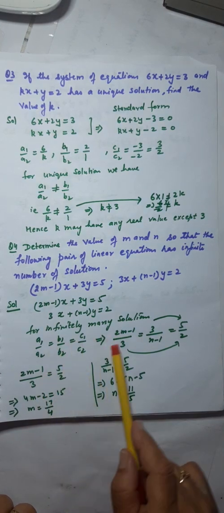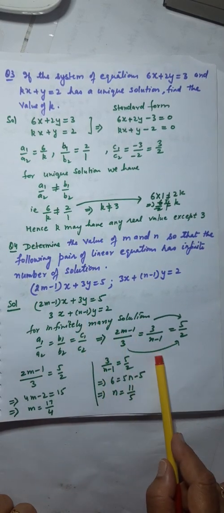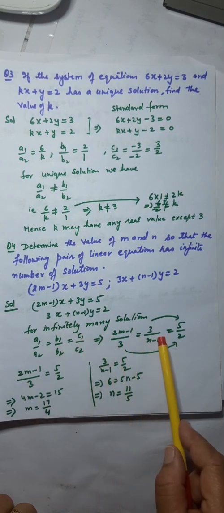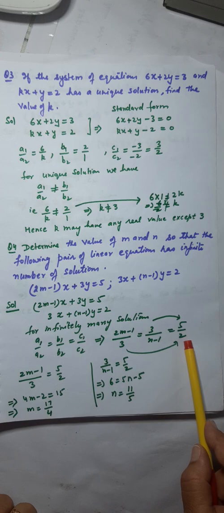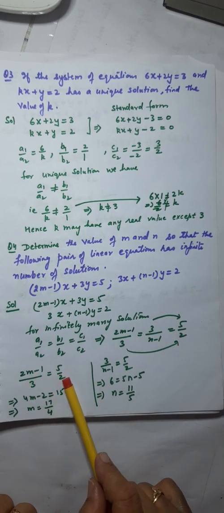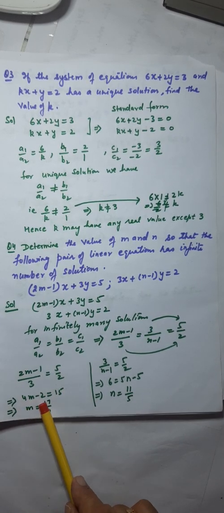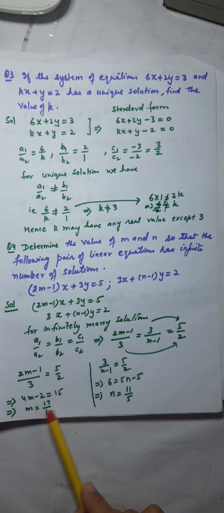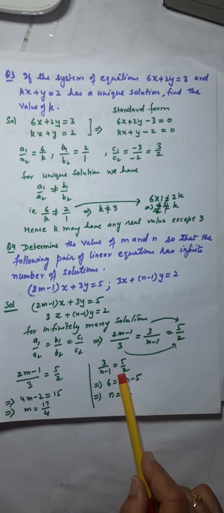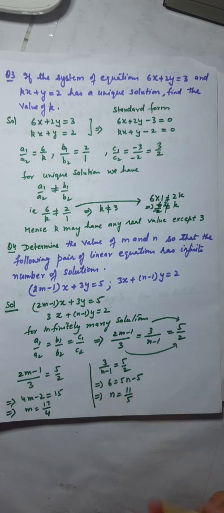So here I am taking 2m minus 1, that is coefficient of x, upon 3 is equal to 3 upon n minus 1 is equal to 5 upon 2. First 2 can be taken to solve here, and then we can take the second and third one. First we are taking first and third, and then second and third. First and third, they give me 2m minus 1 upon 3 is equal to 5 upon 2. This gives 4m minus 2 is equal to 5 into 3, that is 15, which implies m is equal to 17 upon 4. Then 3 upon n minus 1 is equal to 5 upon 2 gives me 6 is equal to 5n minus 5. That means n is equal to 11 upon 5.